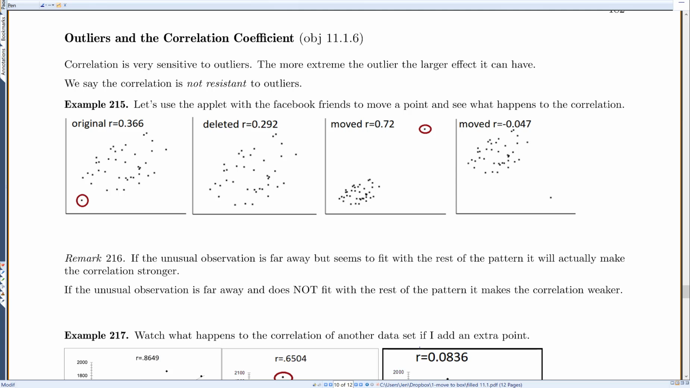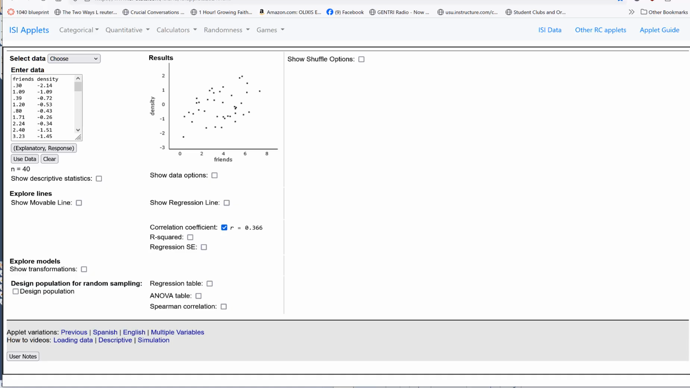Now let's talk about outliers and correlation coefficients. Correlation is very sensitive to outliers. The more extreme the outlier, the larger effect it can have. What we do is we say the correlation is not resistant to outliers. It can't resist an outlier. So let's use the applet again with our Facebook friends to move a point and see what happens to the correlation.